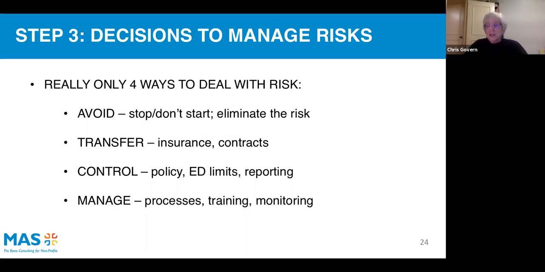So the second thing you can do is transfer risk. And mostly it's financial risk that you can transfer. So you get insurance. So if you have a fire, you recover, you don't take the full financial hit.